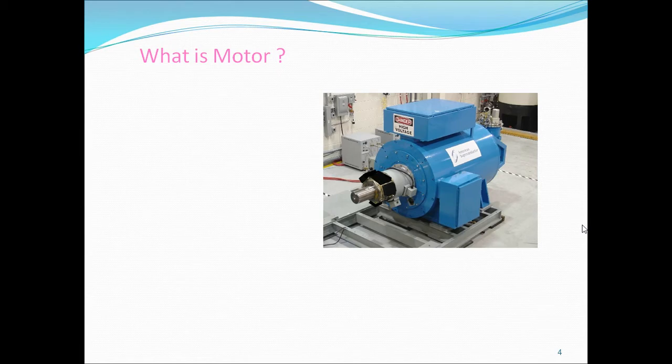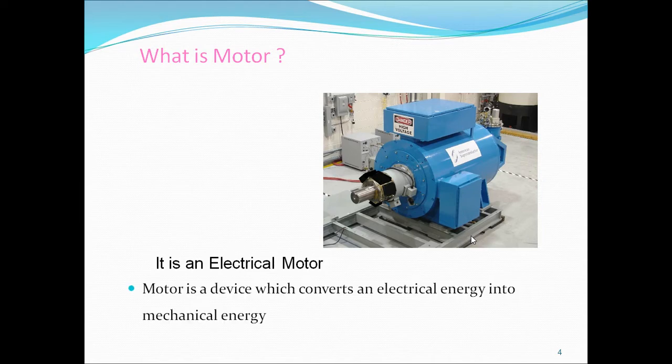If you see the figure, this is the figure of a motor which contains shaft, brushes, armature, stator, rotor, field winding and other terminals. So it is an electrical motor. Basically, what is an electrical motor? An electrical motor is a device which converts electrical energy into mechanical energy.